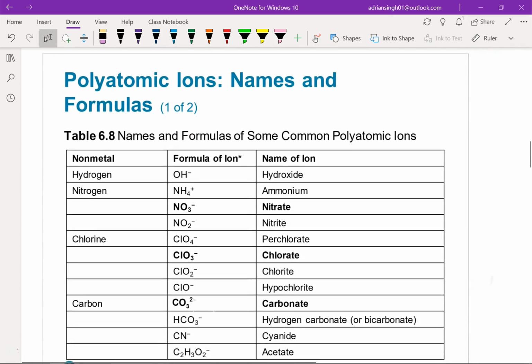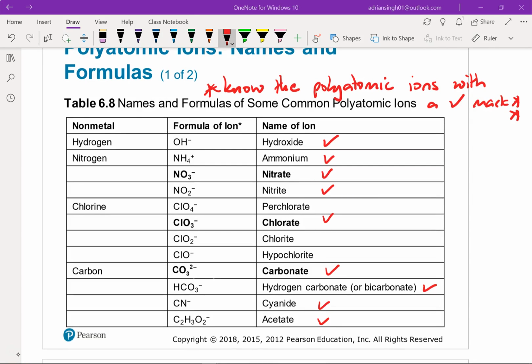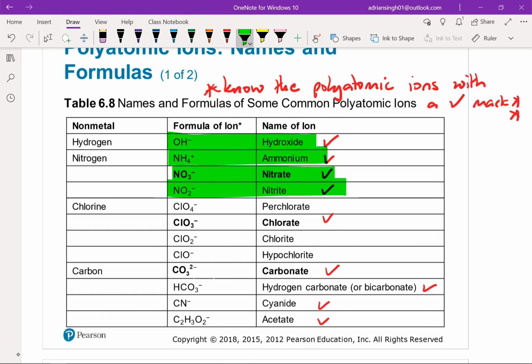Alright, so we'll take a look at some of the common polyatomic ions that you are going to encounter and the ones that you need to know. Alright, so the ones that you need to know, and this is taken from table 6.8 from your textbook, you don't need to know the entire table. Okay, there's several of these that we're not going to see, whereas there are others that we're going to see way more frequently. And the ones that I've put a little tick mark next to are the ones that you need to know. Let me just highlight these, maybe that'll be a little bit easier to identify them.